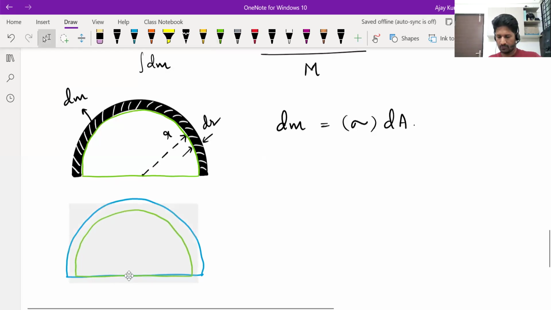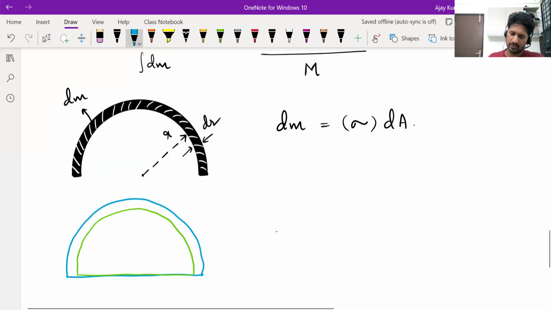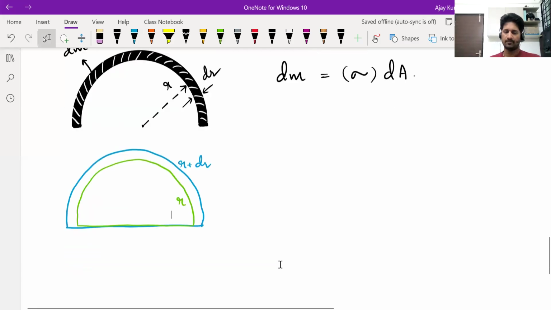So what we now need to find out is the difference between their areas. The outer one has a radius R plus dr. Inner one's radius is only R. And observe this point very carefully. One of you tell me, what is the formula for area of a semicircle? Pi r square by 2. Pi r square is full circle, by 2 will be half circle.